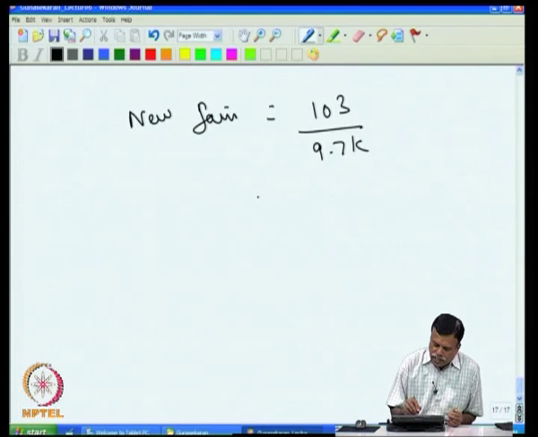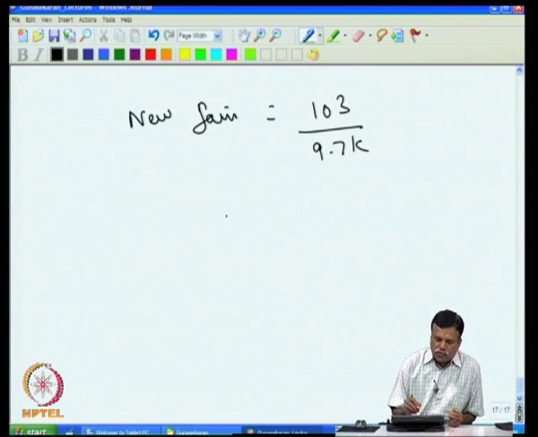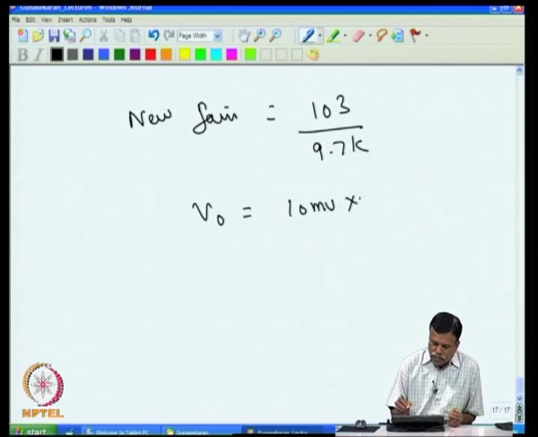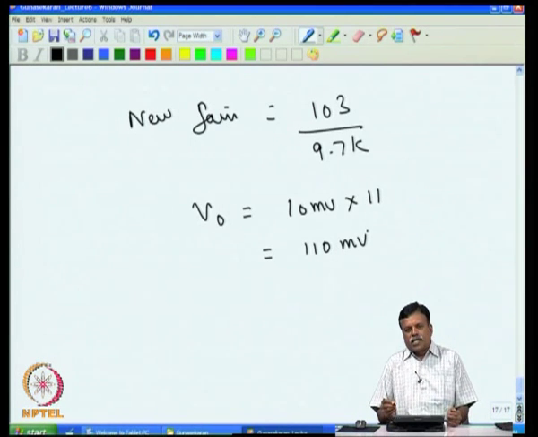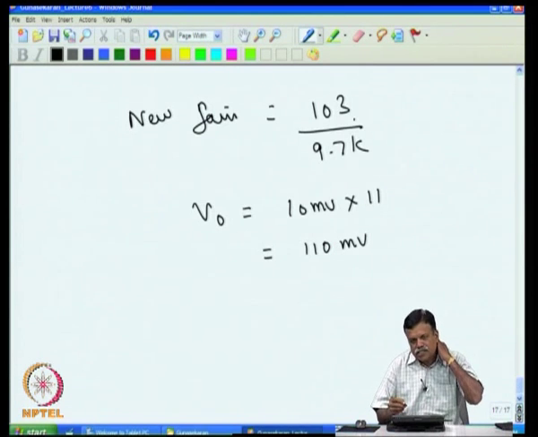So, the actual calculation can be done, and then V output will be 10 millivolt into this new gain, which will be close to around 11, and then you will get around 110 millivolt. Originally, we were supposed to get 100 millivolt, and now we are getting 110 millivolt. This is a significant error because the resistance had changed so much.